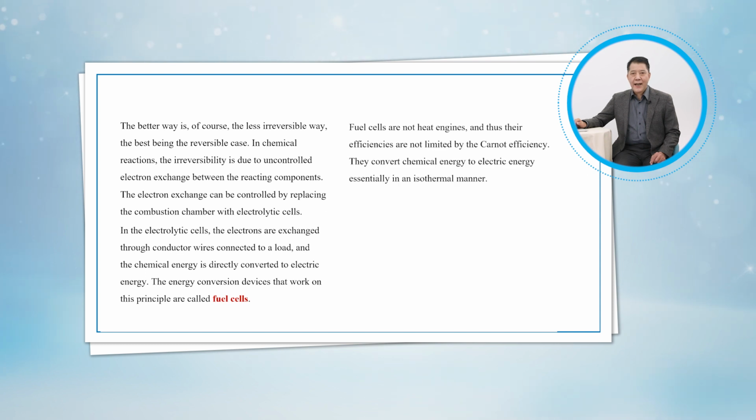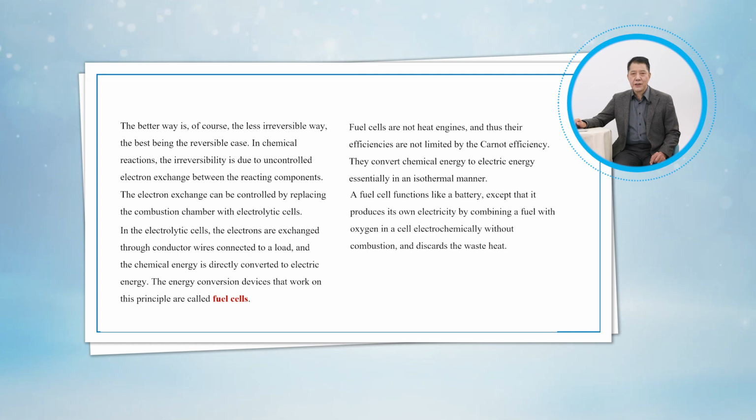The energy conversion devices that work on this principle are called fuel cells. That is, a fuel cell is an electrochemical device in which fuel and an oxidizer undergo a chemical reaction, providing electrical current to an external circuit and producing products. Fuel cells are not heat engines, and thus their efficiencies are not limited by the Carnot efficiency. They convert chemical energy to electric energy essentially in an isothermal manner.